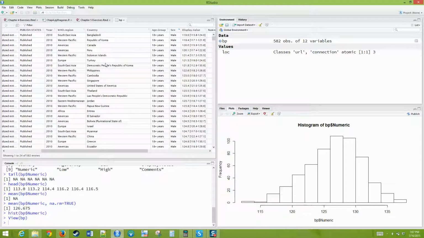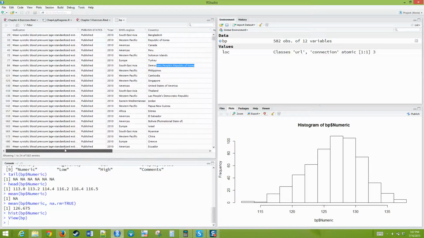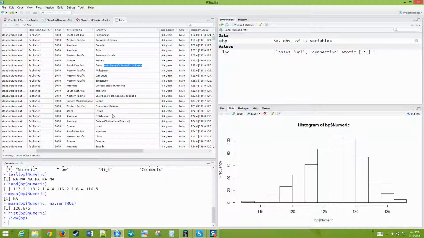Okay, and so this is the Democratic People's Republic of Korea. So that's North Korea. North Korea is represented by an entry in this table, as is the United States of America or the Philippines, Bangladesh. All of these countries get 1 entry in there. Okay, and there's a lot more people in the United States than there are in North Korea, and so this doesn't really give us an idea of the distribution.